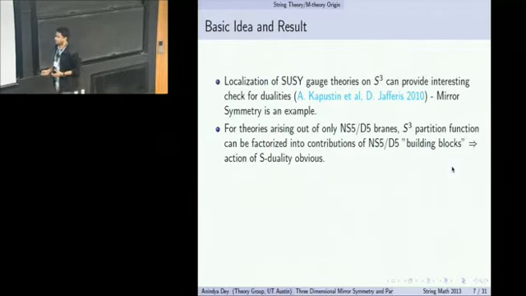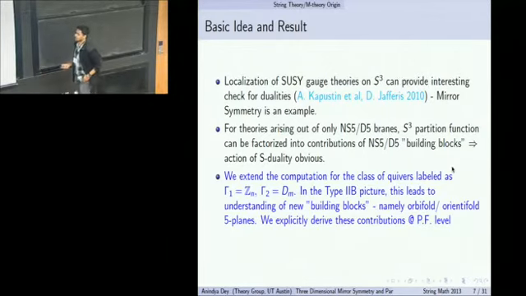And an obvious result of writing the S3 partition function in this form is that the action of S duality at the level of the partition function is obvious. It's just a very trivial change of variables. So it not only factorizes in this very nice form, it makes the action of mirror symmetry or S duality very obvious in this construction.